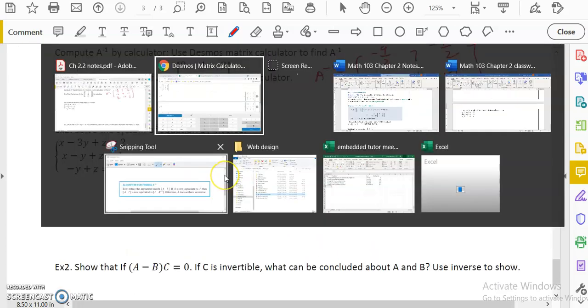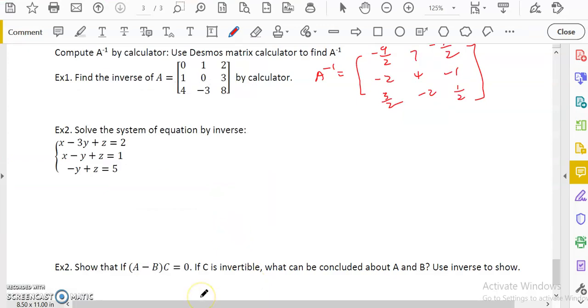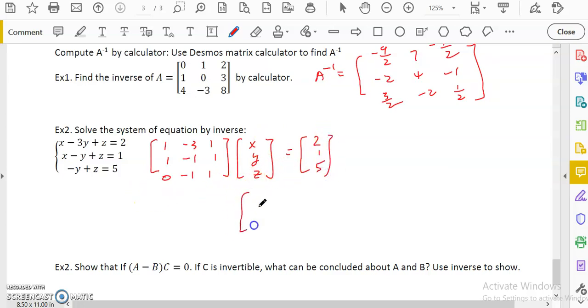So we can use the same thing that we use for 2 by 2 matrices to solve a system. Okay, so let's write it as a matrix equation. A is 1, negative 3, 1, 1, negative 1, 1, 0, negative 1, 1. X is XYZ, equal to, this is not a 215, right? So to solve that, we know that XYZ would equal A inverse times B. This is B and this is A. Times 215. What is A inverse?